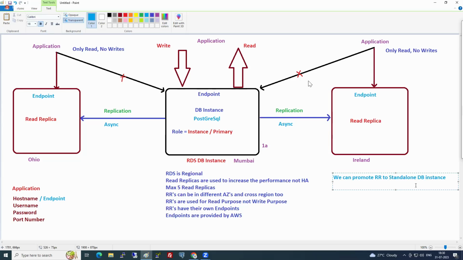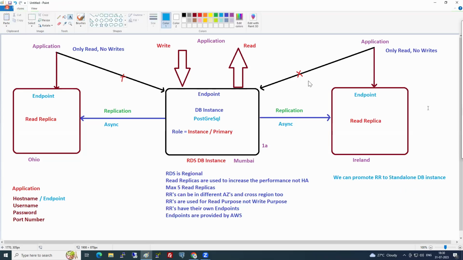Online guys, everyone clear? Any questions still here? After promotion, will it be considered as primary? It will be considered as a normal instance. When will it become primary? If you create a read replica out of it, it will become primary. Otherwise, it is a normal instance. Nice. Very easy, no?